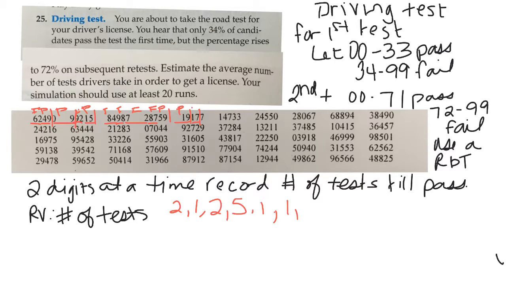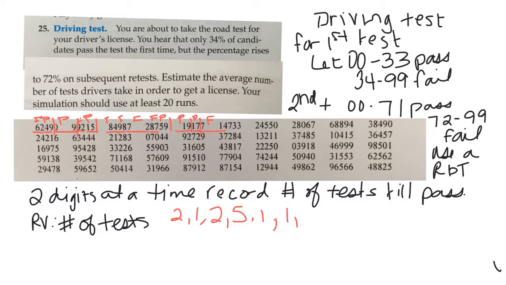So the next one is 71, which is a fail, because that's the first time, right? And the next number is 47, which is a pass. And that's 2. The next one is a 33, which is a pass, so that's 1. And so on, right? Next is 24, that's a pass, that's 1. 55 is a fail. 02 is a pass. So that time it took 2.